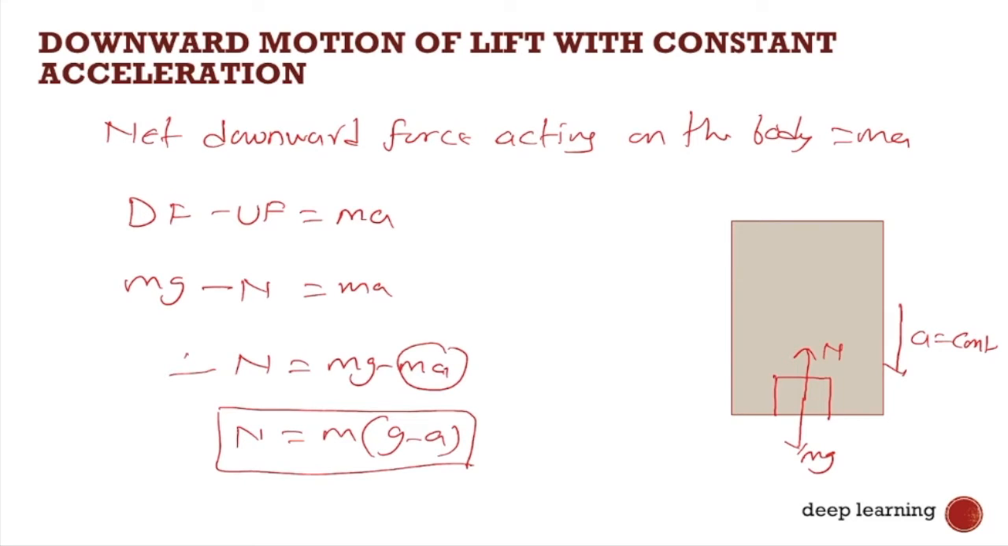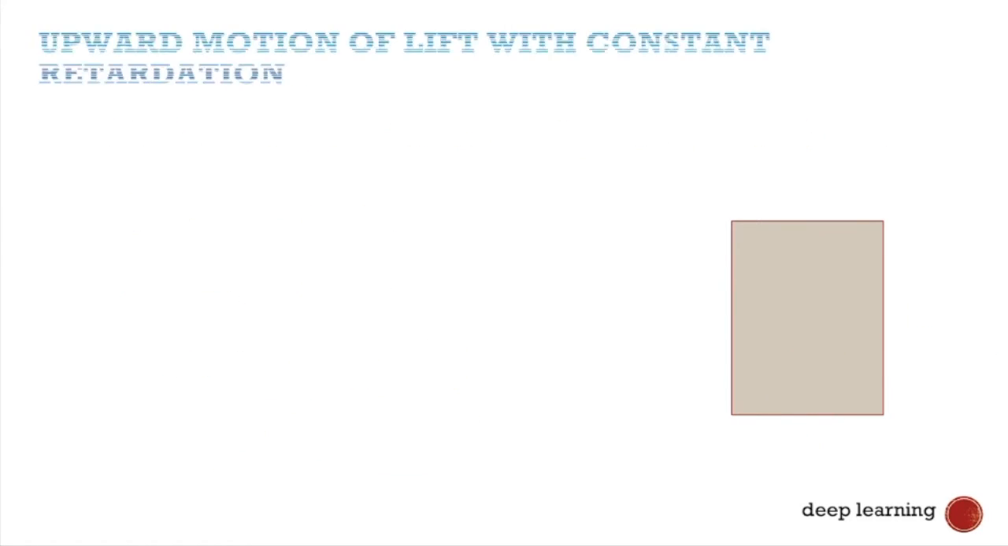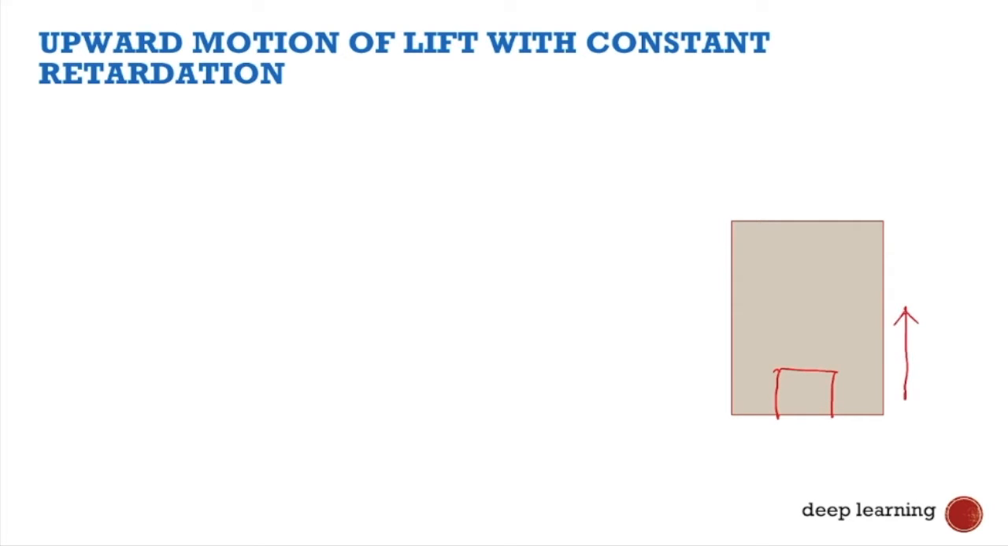It is not necessary that every time the lift moves with acceleration, it can move with some retardation. So what will happen if the lift moves upward with constant retardation? Let us see. This is the body and the lift is moving with some retardation. Retardation means negative acceleration. Again, weight mg will act in the downward direction and N will act in the upward direction.